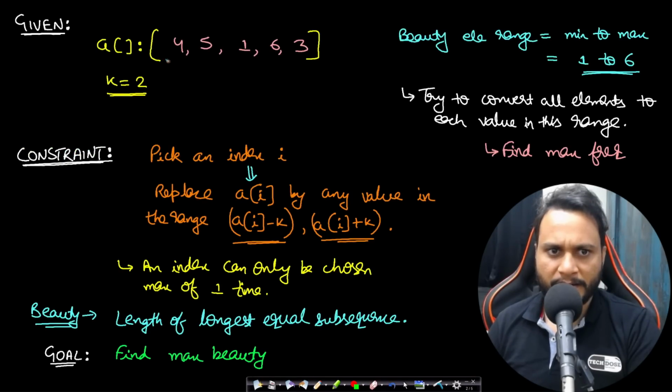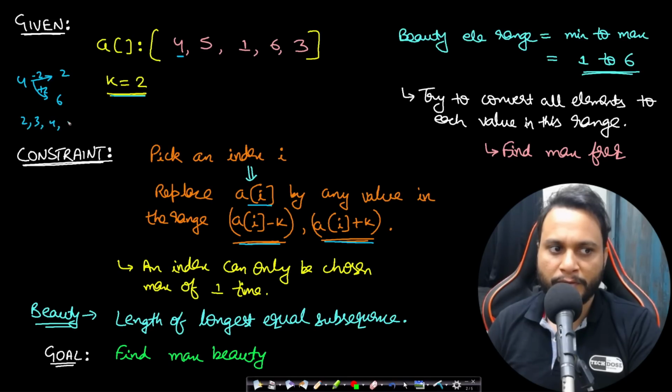In this case, let's assume that I am given an array of 5 items, which is from 4 to 3, and my k value is 2. Our constraint is to pick an index i and replace a[i] by any value in the range of a[i] minus k, comma, a[i] plus k. So if I pick any item, let's say 4, then I can replace this 4 with any value in the range of 4 minus 2, that means 2, to 4 plus 2, that means 6. So I can choose any value 2, 3, 4, 5 and 6, and replace it in place of this 4, right?